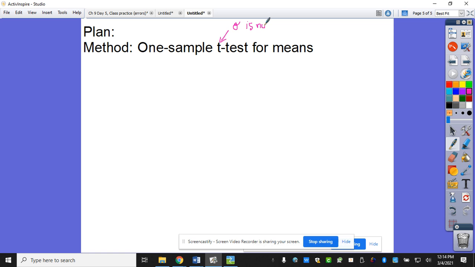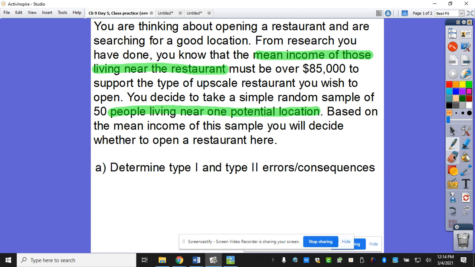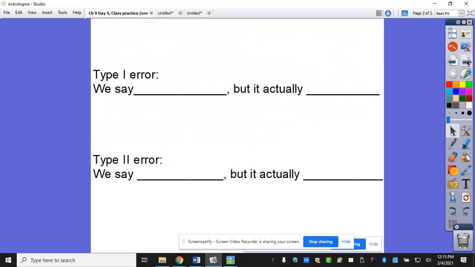Wait, so how do you know if it's Z or T again? Because I thought it was Z. All right, so the way I think through this is, what is our sample size? 50. I don't have the whole problem typed here.